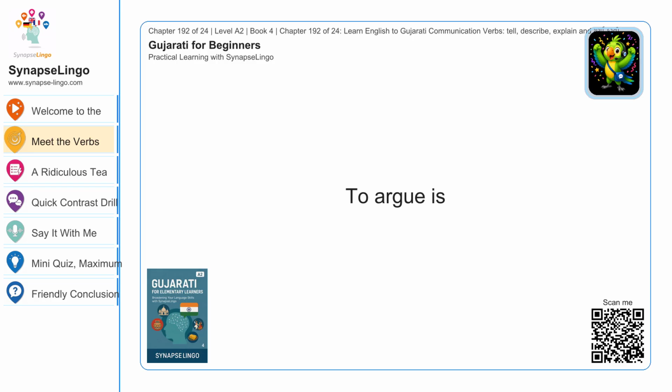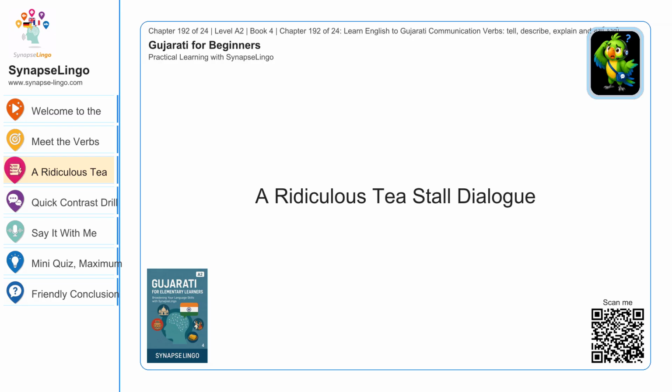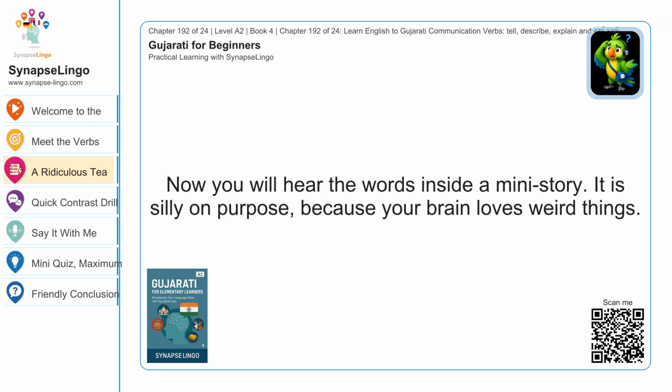To argue is દલીલ કરવી. I do not want to દલીલ કરવી now. To justify is વાજબી ઠેરવવું. Can you વાજબી ઠેરવવું your answer? A ridiculous tea-stall dialogue. Now you will hear the words inside a mini-story. It is silly on purpose, because your brain loves weird things.